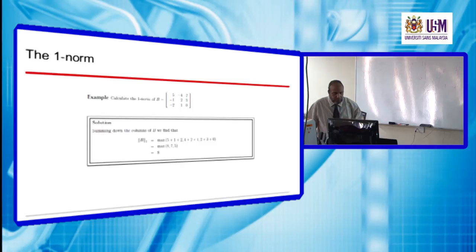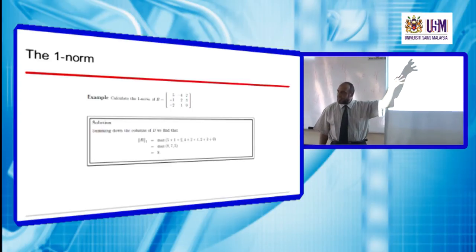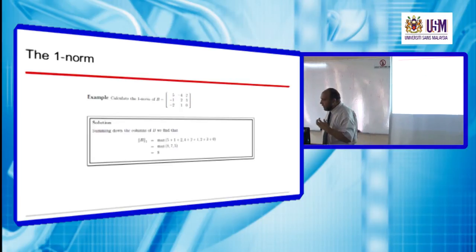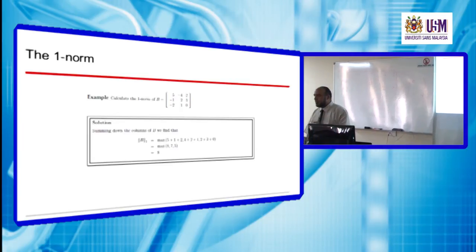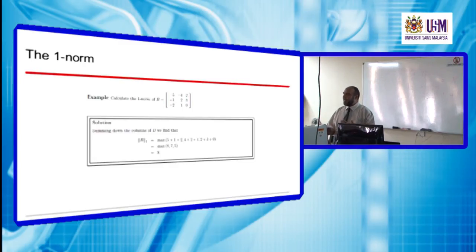Okay. Norm is a method to measure how large the matrix is. It's not like raising these values or elements to a power. It's only how to measure the size of this matrix.